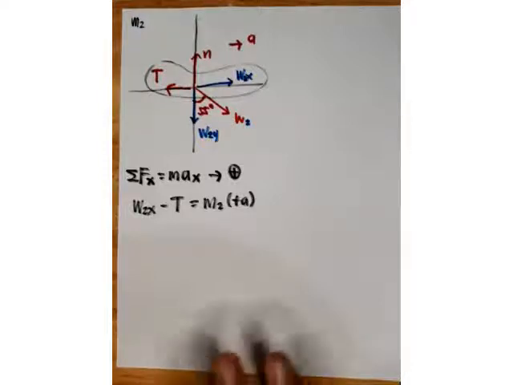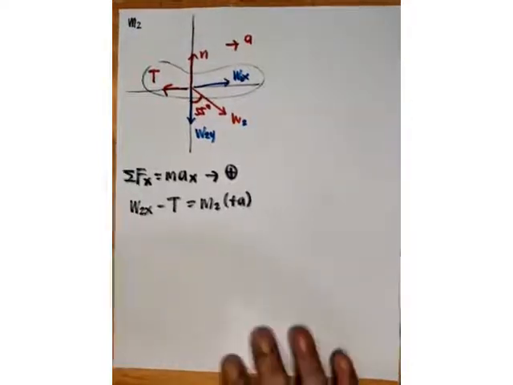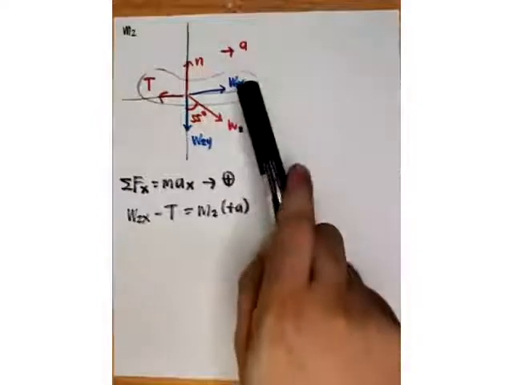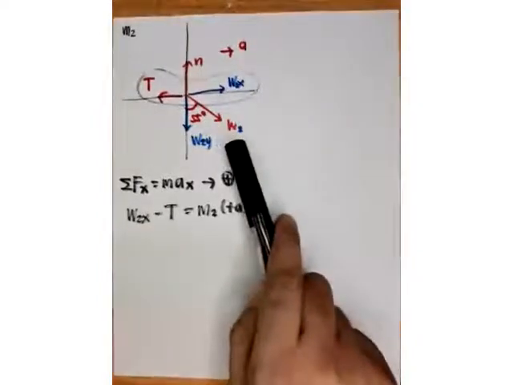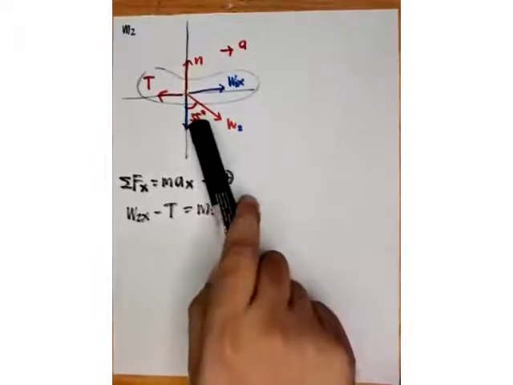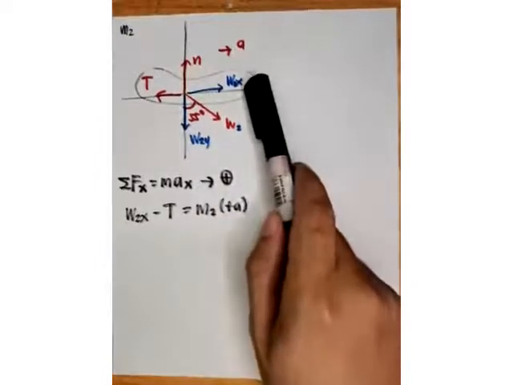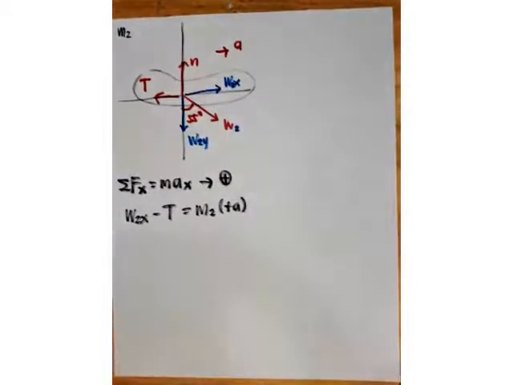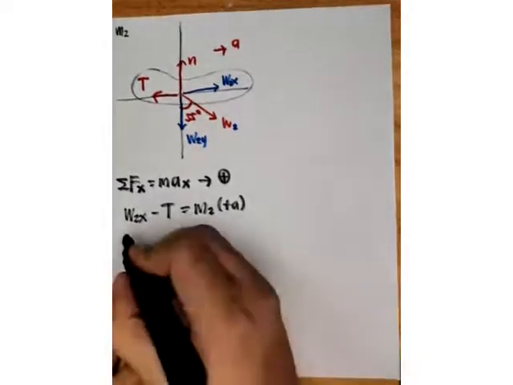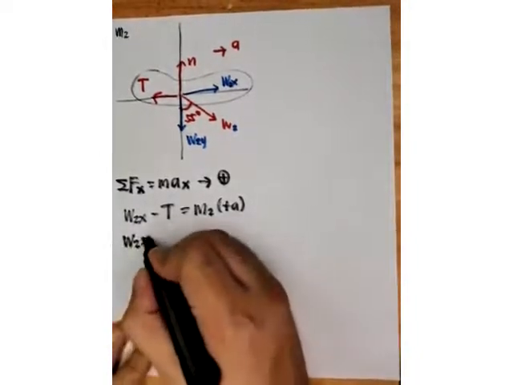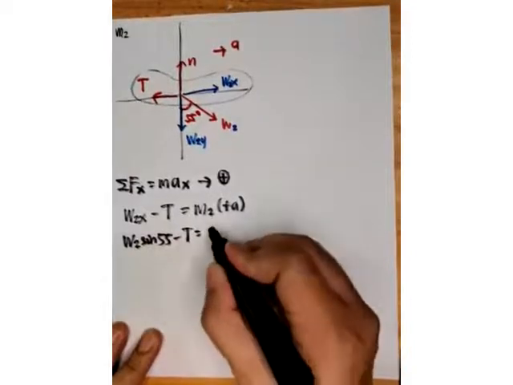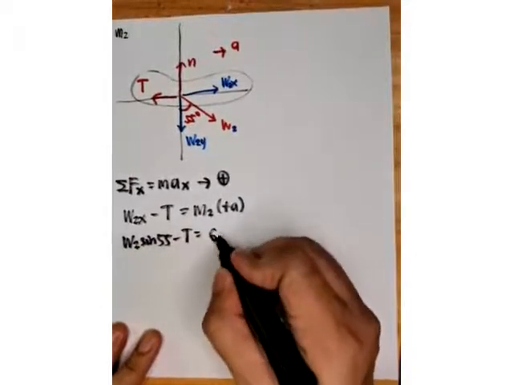Okay, let's continue. Now, what is the value of W2x with respect to the angle? If this is WX, our angle is not near it, so therefore it is not a cosine. It will be a sine. So this is W2 sine 55 minus t is equal to 6a.